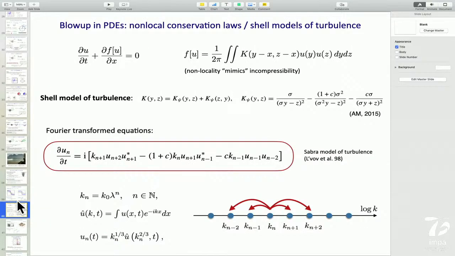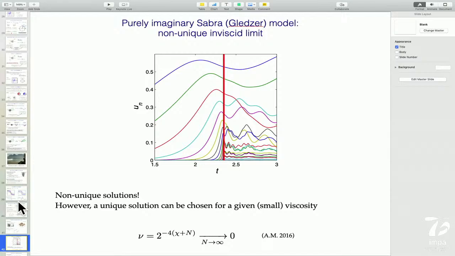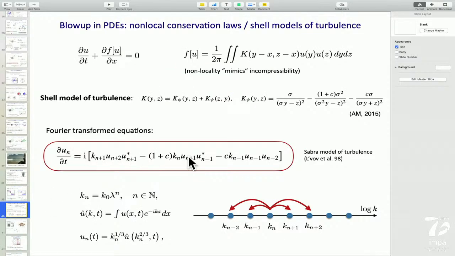The next is the shell model. Remember, we considered the shell model, and the shell model had a blow-up behavior. So this is a plot. You start with a certain initial condition, and you have a blow-up in finite time. So what happens after? Now there are actually two shell models that you can consider out of the same shell model. Remember the shell model has this form. So you can cook two models out of this equation.